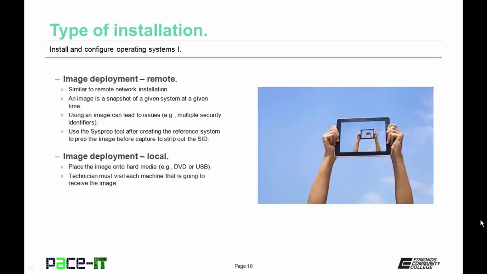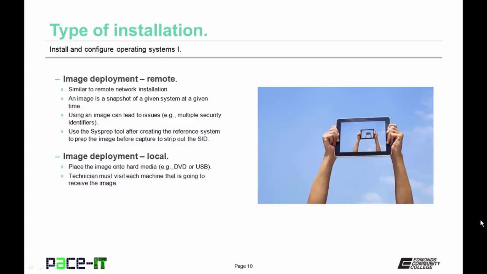So now let's talk about image deployment remote. It is very similar to a remote network installation. An image, by the way, is a snapshot of a given system at a given time. And using an image can lead to some problems, as in multiple security identifiers. Networks and systems don't like that. If you use the sysprep tool after creating the reference system, you can strip out the SID before you capture the image.